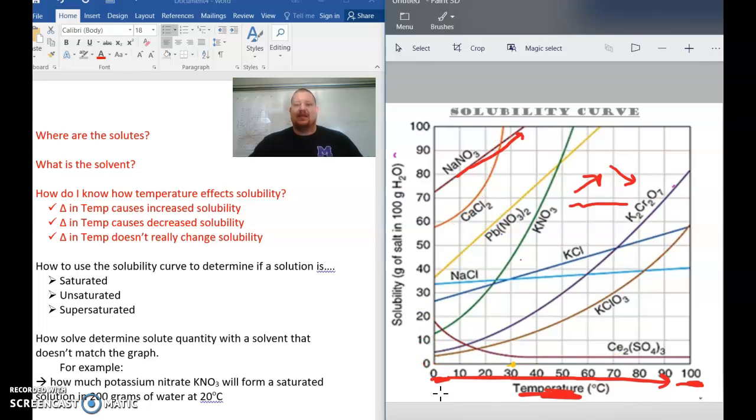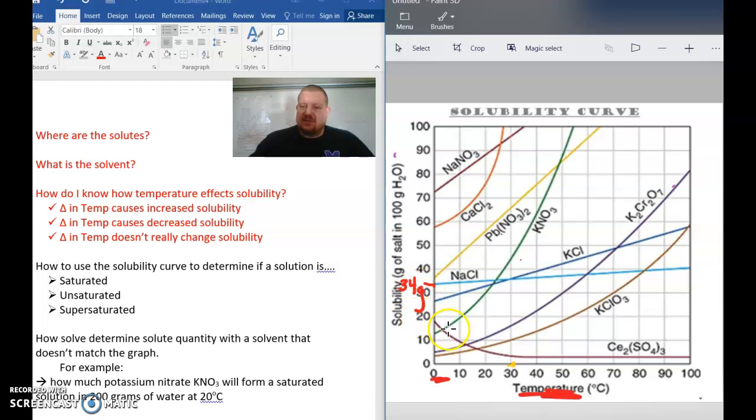Now we're looking at the last scenario, where the temperature does not really affect solubility. Look at NaCl. NaCl starts off at about 34 grams of solute at 0 degrees Celsius. If we heat it all the way up to 100, now it's only at 40. So we increased the temperature 100 degrees and only gained 6 grams of solubility. The temperature didn't really make a difference. It ain't worth going home talking and bragging about. All right, so that knocks that one out.